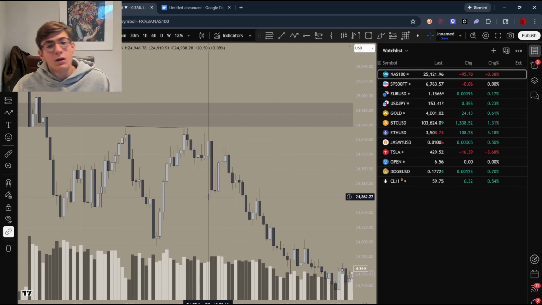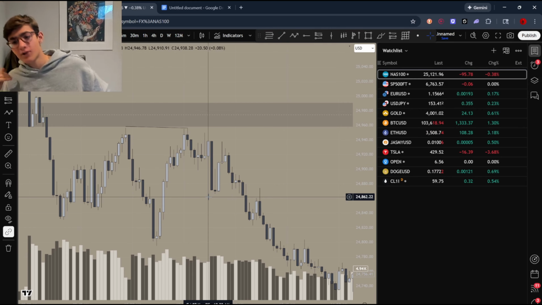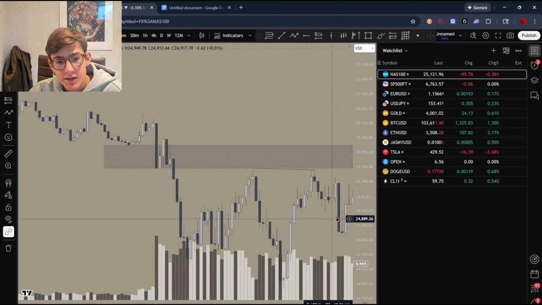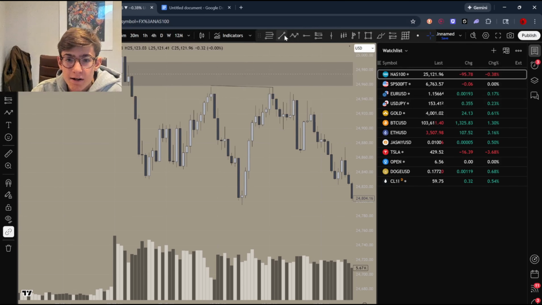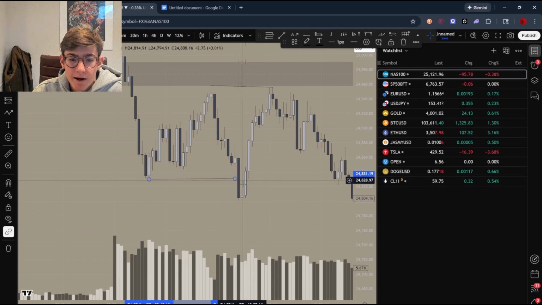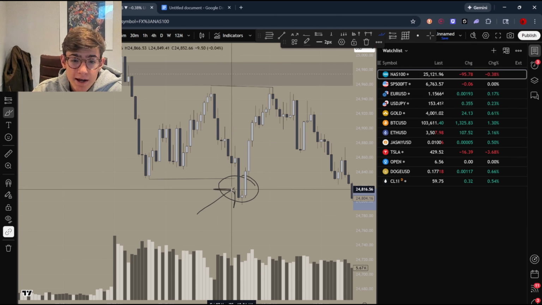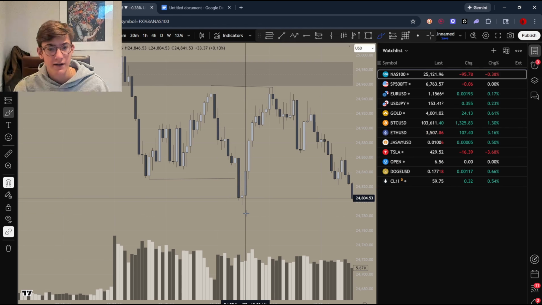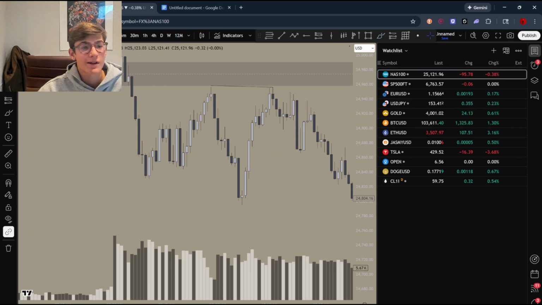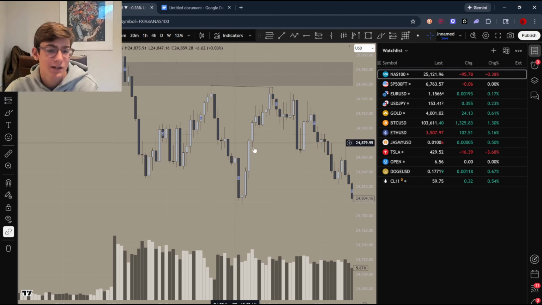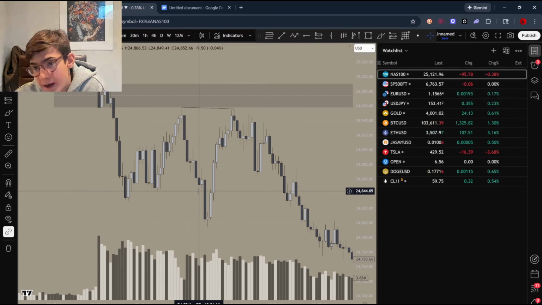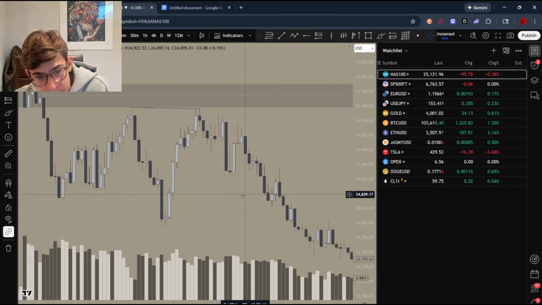Alright, yeah. So structure is basically when price closes, which is when the candle ends, above or below a higher low. Right here, this would be a break of structure on this gray candle, a break of structure to the downside. All a break of structure is, is another confirmation that we're beginning a new trend, that we're going to move in the direction of the break of structure.